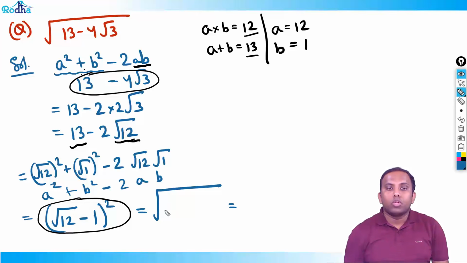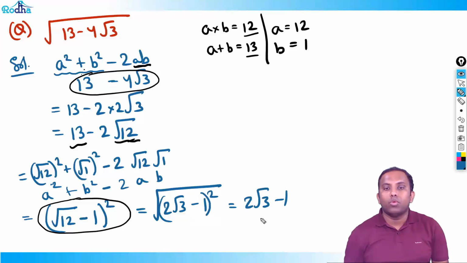So what is root 12? Root 12 is 2 root 3. So 2 root 3 minus 1 should be the answer, right? So (2 root 3 minus 1) whole square. What is the answer? The answer is 2 root 3 minus 1. Don't make it the reverse. Don't make it 1 minus 2 root 3. That is not possible.